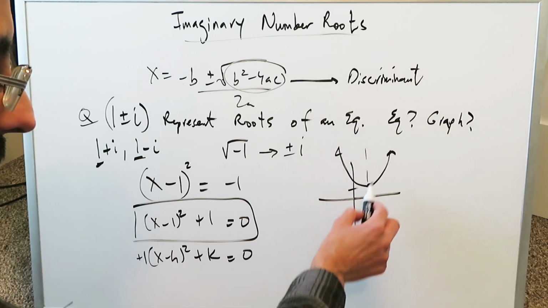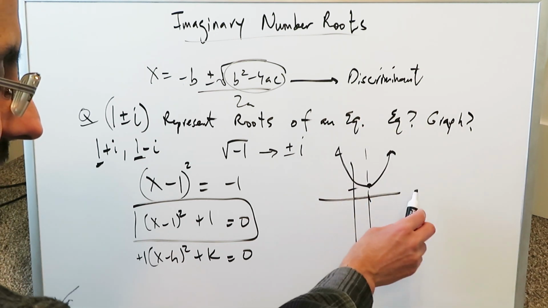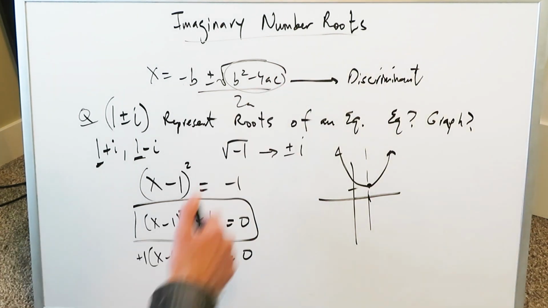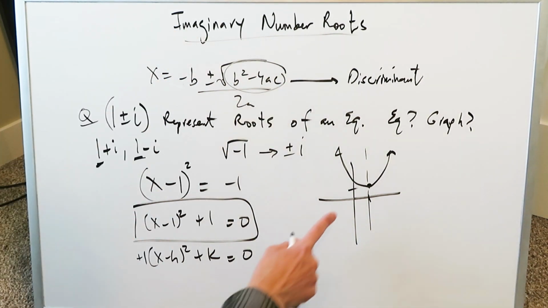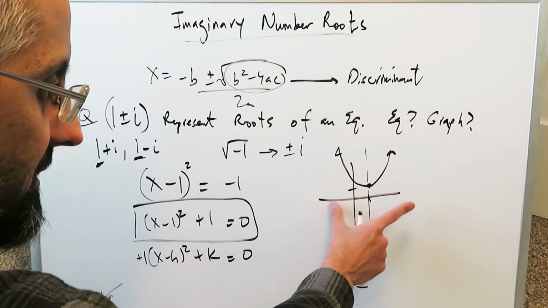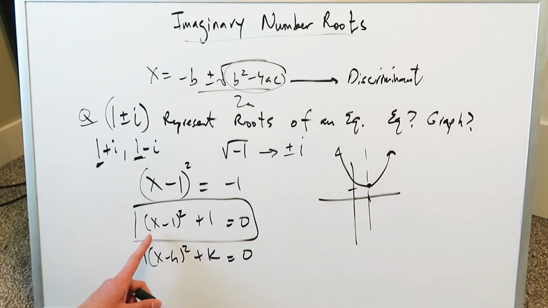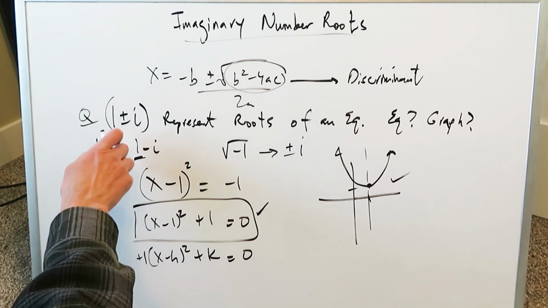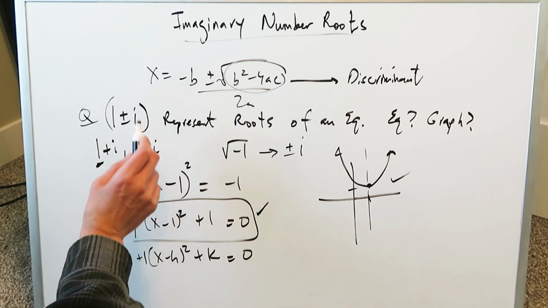You see how it's aimed upwards? It'll never touch the x-axis. It'll never generate a real solution. It'll never generate real roots. It can only generate imaginary roots because there's no intersection of your curve with the x-axis. But this right here is exactly your answer, and this right here is exactly your curve, which represents these roots, 1 plus i and 1 minus i.